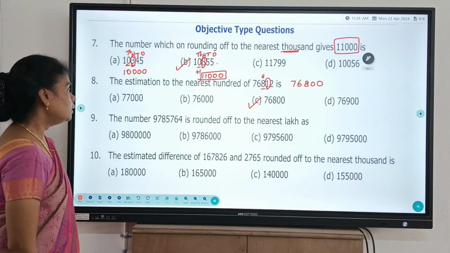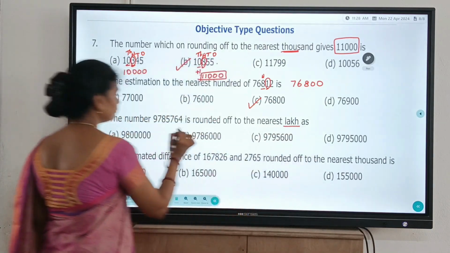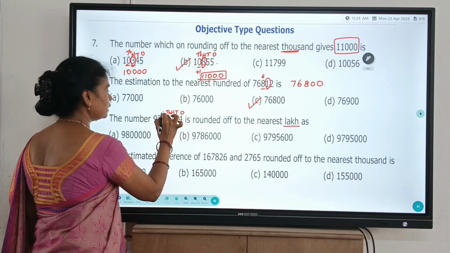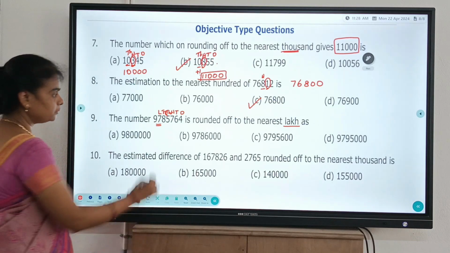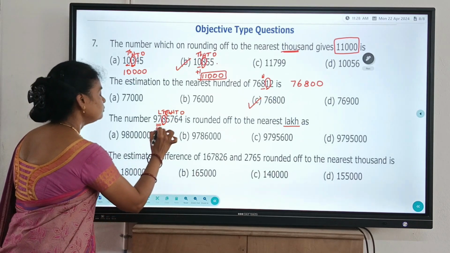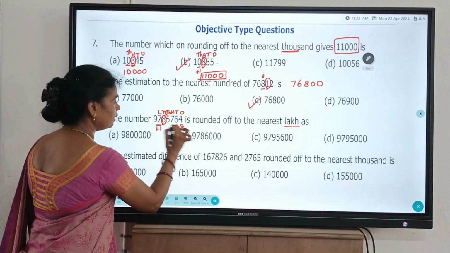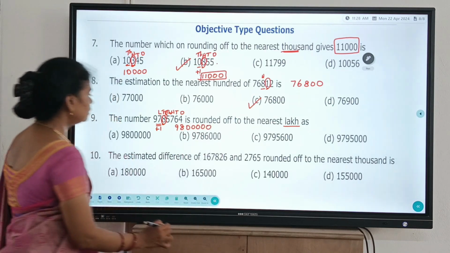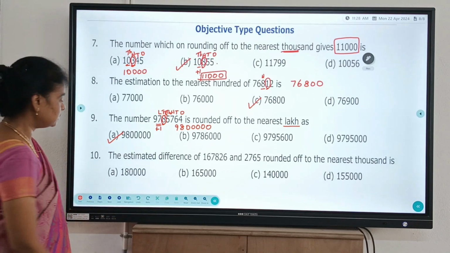The next one, the number you have to round off to the nearest lakh. So ones, tens, hundreds, thousands, 10,000s, lakhs. So this number has to be rounded. So check for the next number. You will add plus 1 here. So the answer becomes 9, 8, and instead of these 5 digits you will write 5 zeros. So which is the right option? Option A is the right answer.